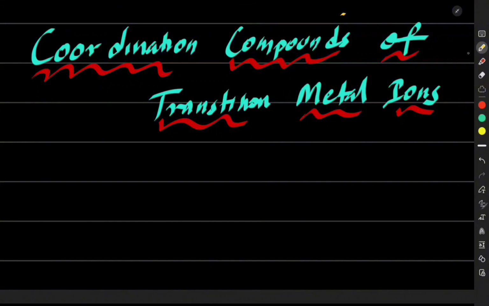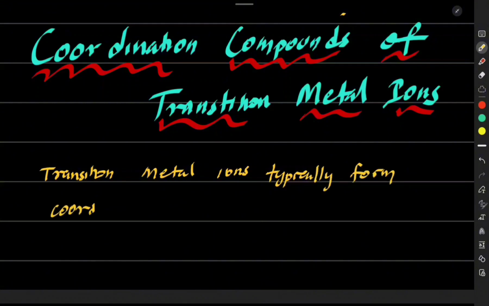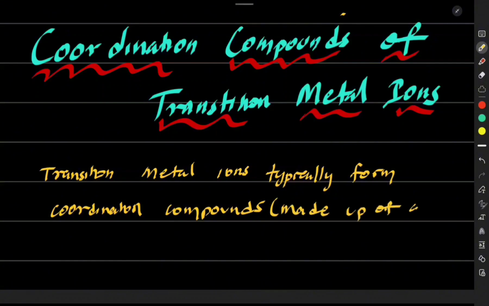Transition metal ions typically form coordination compounds. What are coordination compounds? Coordination compounds are made up of complex ions.